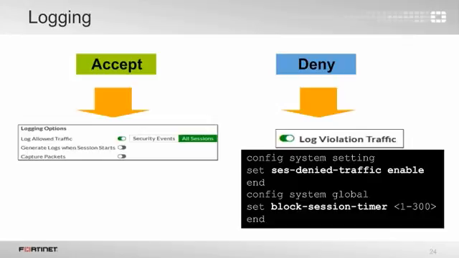If the GUI option Generate Logs when session starts is not displayed, this means that your FortiGate device does not have internal storage. This option is in the CLI, regardless of internal storage, and is called Set Log Traffic Start Enable.